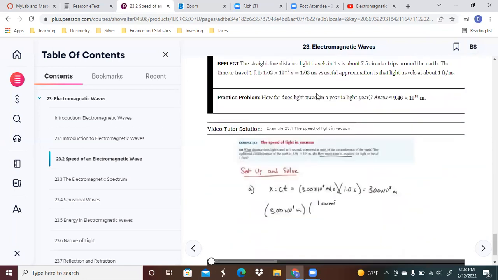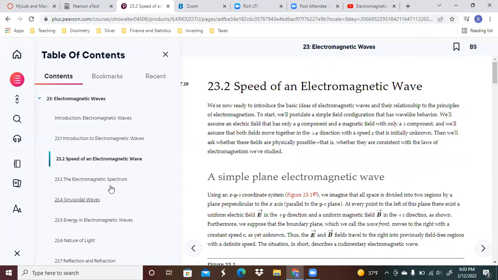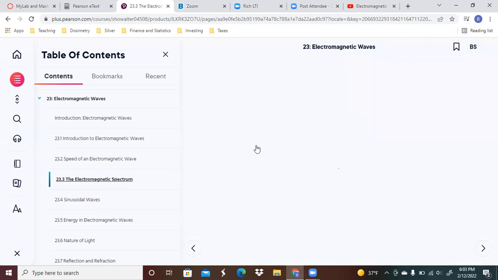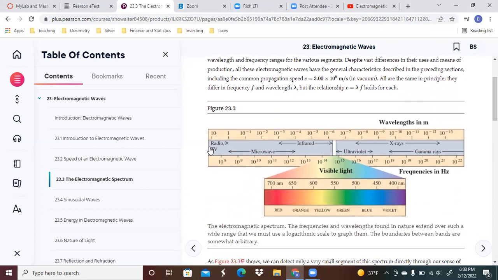Okay, so you have some other problems here that you can work through in this particular section. Now, let's go on to the electromagnetic spectrum. So with the electromagnetic spectrum, there is a wide range here.